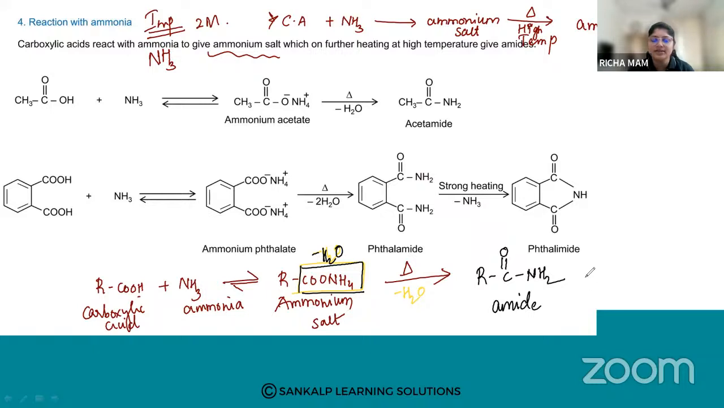So let us see examples. Is it clear? So very important, 2 marks question: how does carboxylic acid react with ammonia? With ammonia, it forms ammonium salt. This on further heating at high temperature will give you amide. So let us go for the examples now.